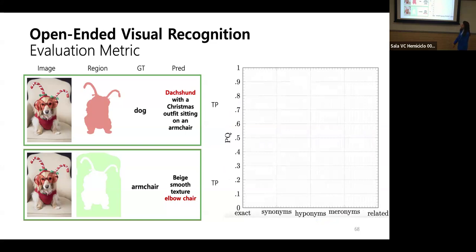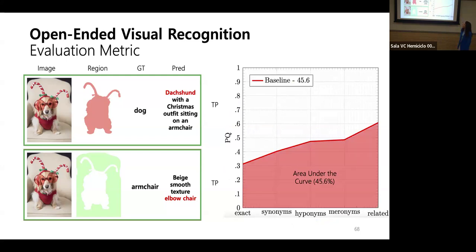So now, having this definition of true positive, false positive, and false negative, we can compute any visual recognition metric, like the panoptic quality in this case, putting a threshold on each of the semantic labels that we have defined. So that would give us a curve, and then our final metric will be the area under that curve.